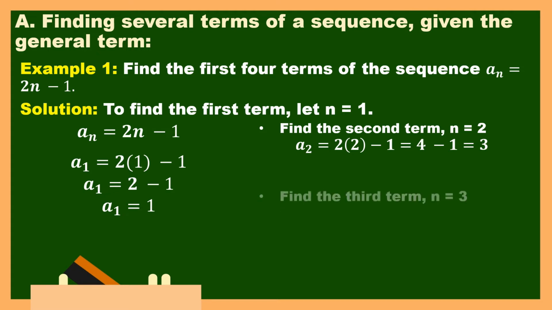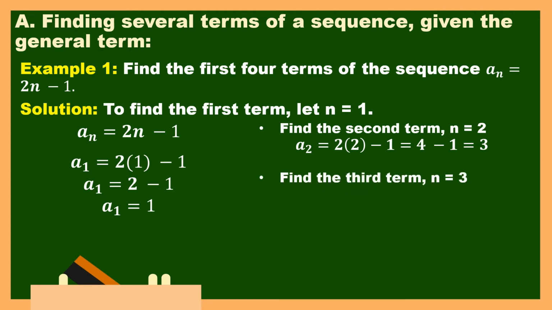And para mahanap ang value ng third term natin, we will let n equals 3. Papalitan naman natin dito yung n ng 3. So, a sub 3 is equal to 2 times 3 minus 1. And the result is, so 2 times 3 equals 6. Then subtract by 1.